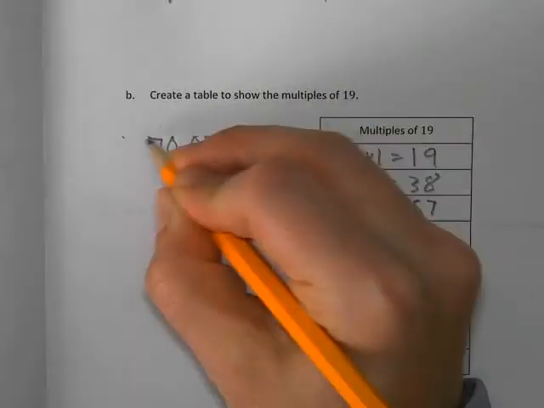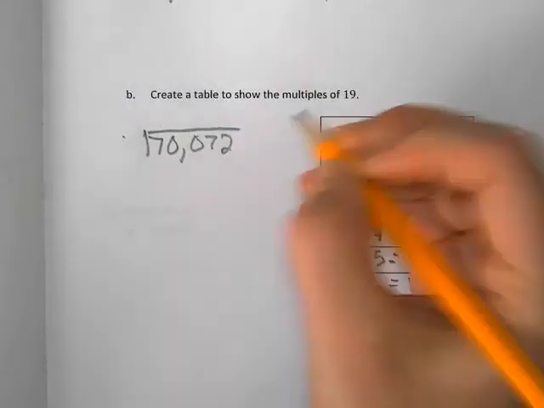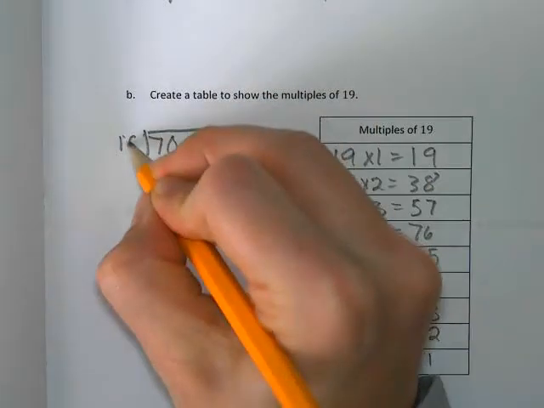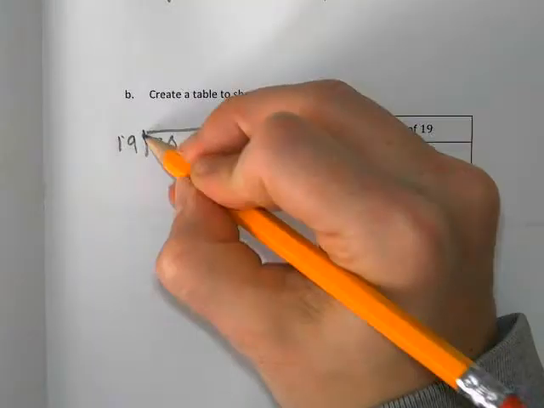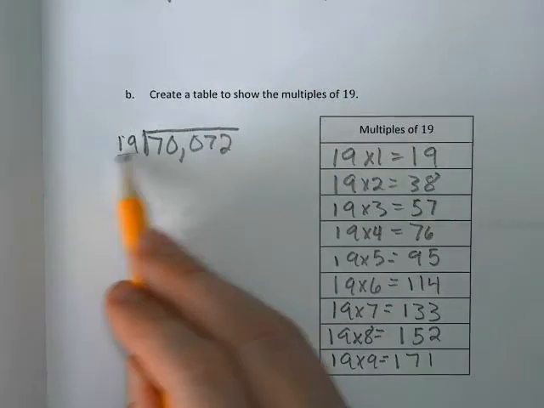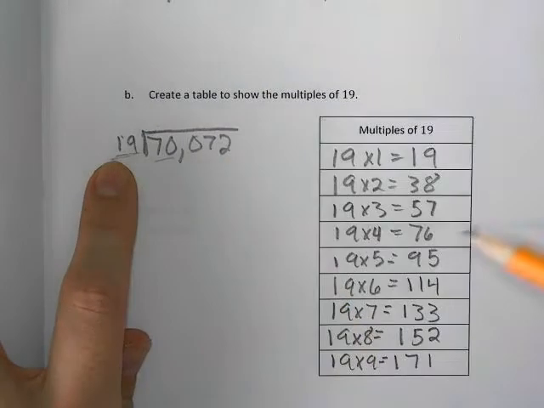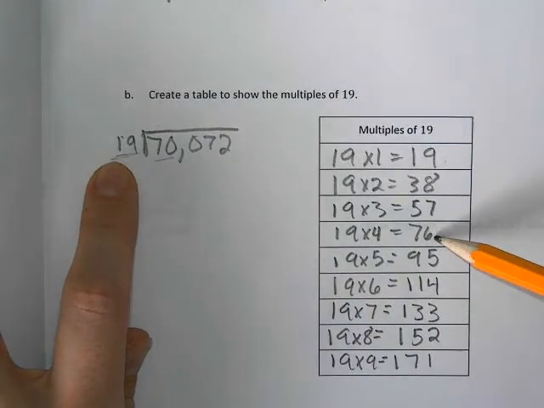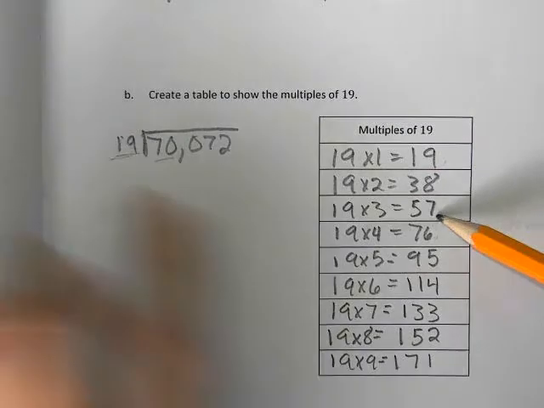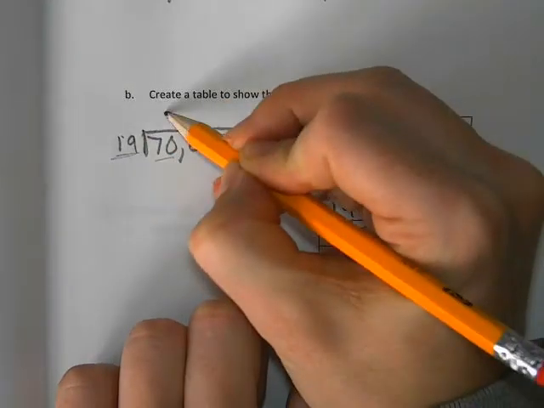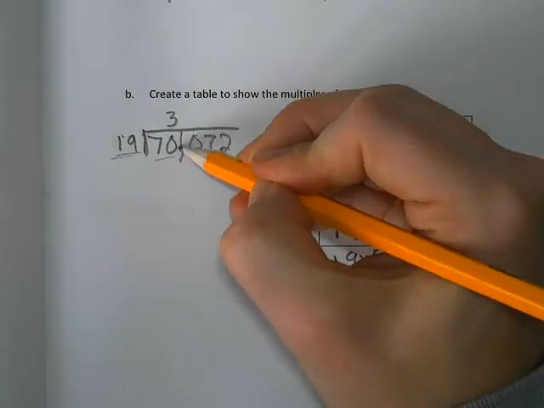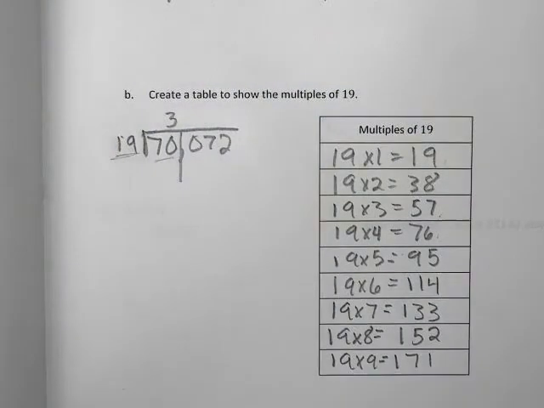So 70,072 divided by 19. Now, this is 2 digits. This is 2 digits. So I'm going to see which one of these is closest to 70 without going over. Well, this is over 70, so I have to go back. That means my 3 will go right here. I'm going to draw a line here so I make sure I keep everything in line.